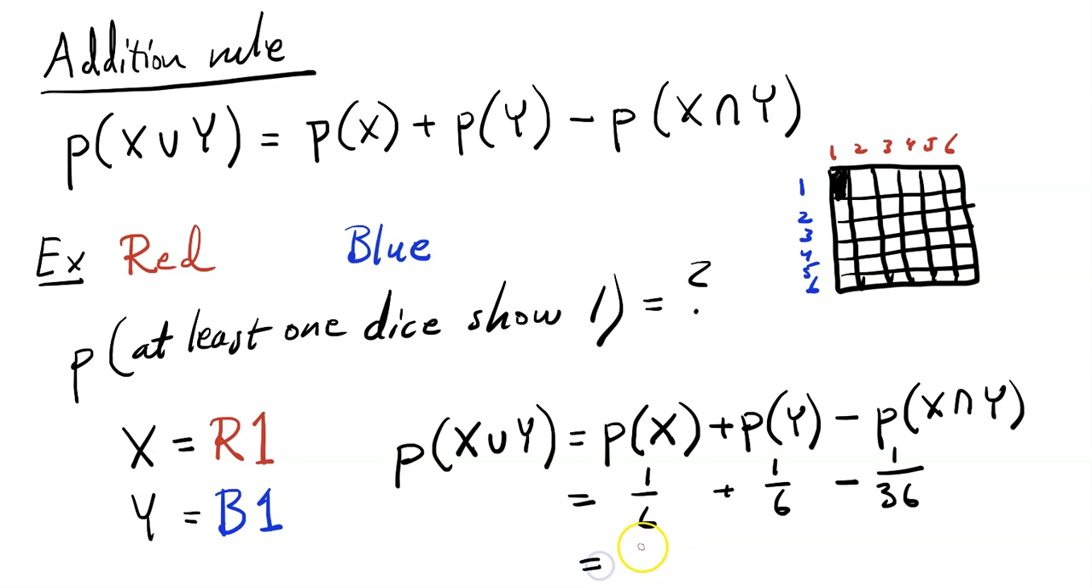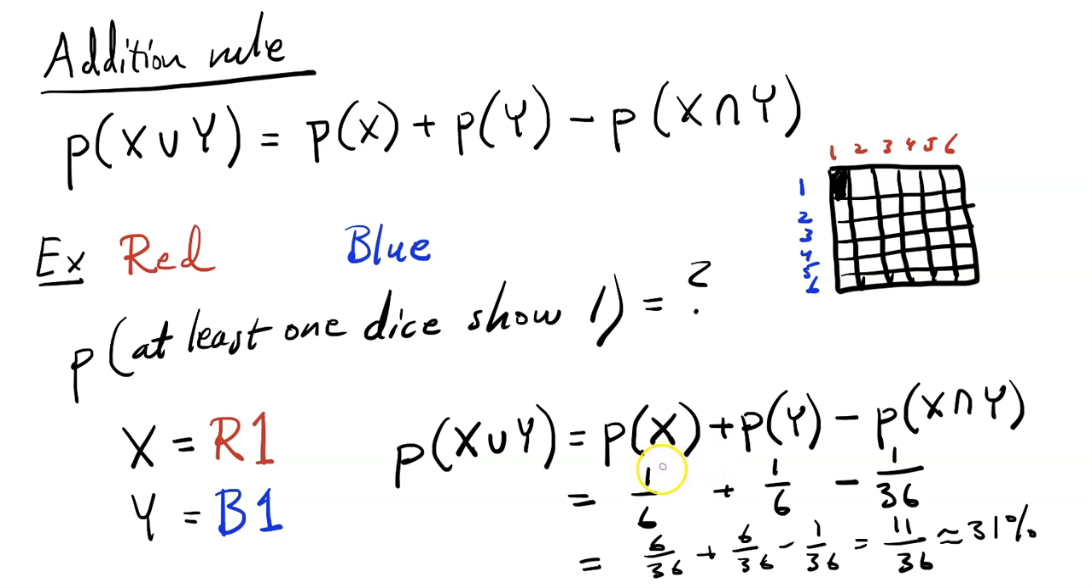And then we know everything we need to know. 1/6 plus 1/6, then we need to subtract 1/36. So this is 6/36 plus 6/36 minus 1/36. So this is 11/36. So the probability is 11/36. If we would have 12/36, that would be exactly 1/3. So 11/36 is a little bit smaller than 1/3. So this is roughly 31%.